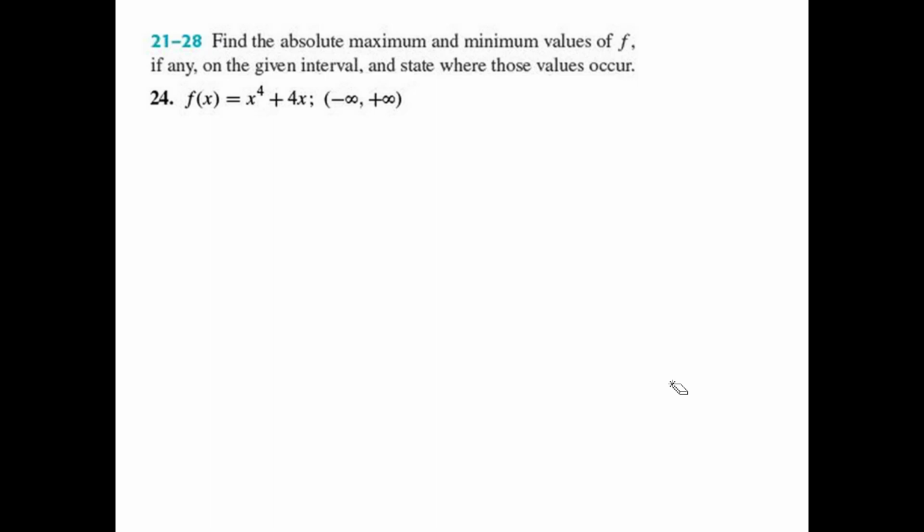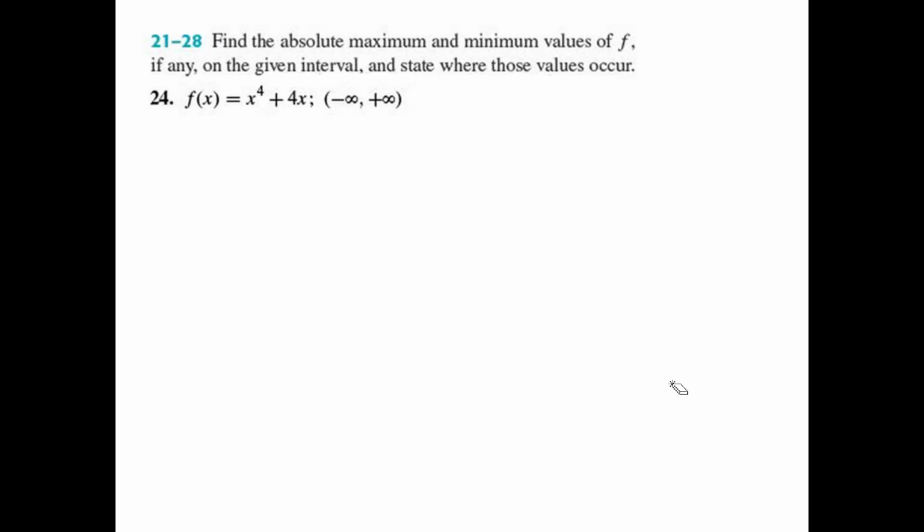So again, I encourage you to try the problem, pause it, see if you can do the problem on your own, and even if you can't, you'll know where you get stuck, right? So in 21 through 28, find the absolute maximum and minimum values of f, if any, on the given interval, and state where those values occur.